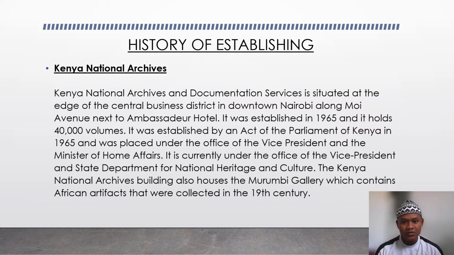The history of the establishing of the Kenya National Archive. The Kenya National Archive and Documentation Service is situated at the edge of the central business district in downtown Nairobi along Moi Avenue next to the Ambassador Hotel. It holds 40,000 volumes. It was established by an act of the Parliament of Kenya in 1965 and was placed under the office of the Vice President and the Minister of Home Affairs. It is currently under the office of the Vice President and State Department of National Heritage and Culture. The building also houses the Murumbi Gallery, which contains African artifacts collected in the 16th century.